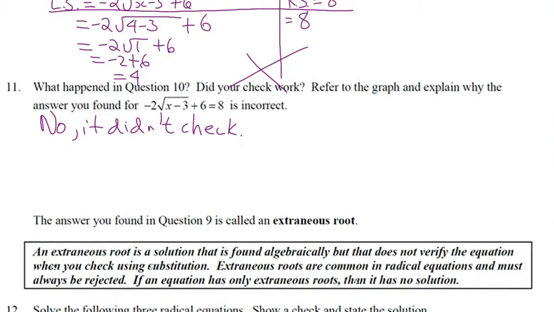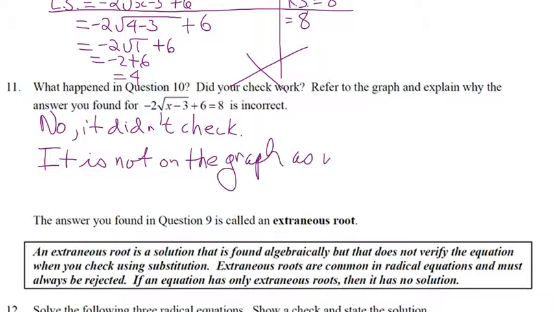Okay, refer to the graph and explain why the answer you found is not on the graph, right? It didn't check, it is not on the graph, as we only have half of a parabola. What's called half of a horizontal parabola.